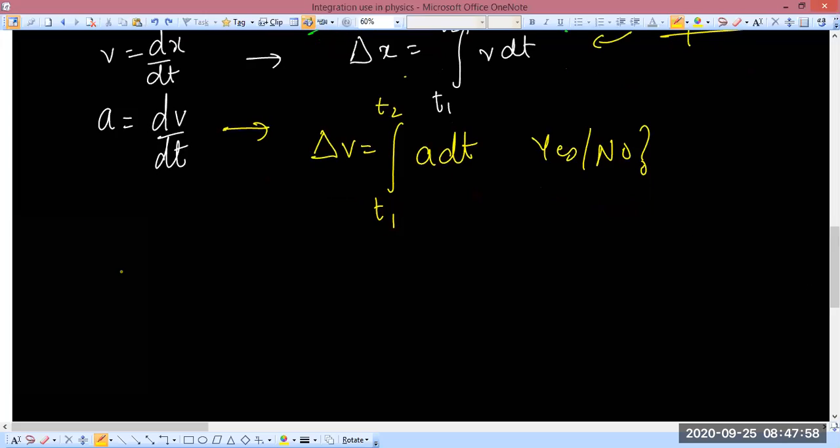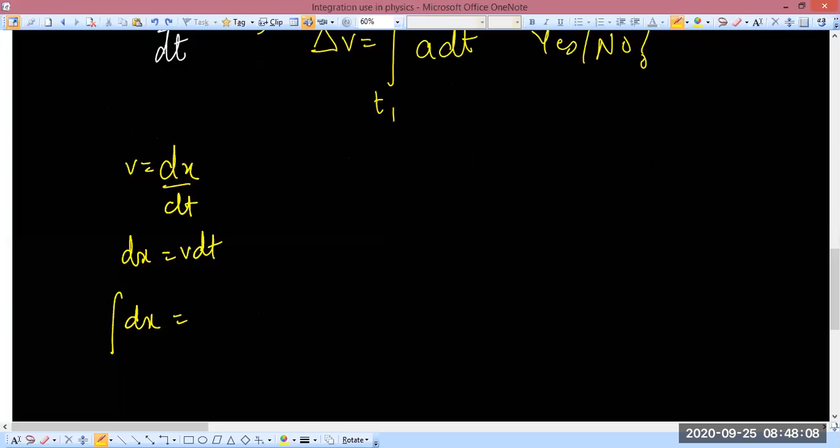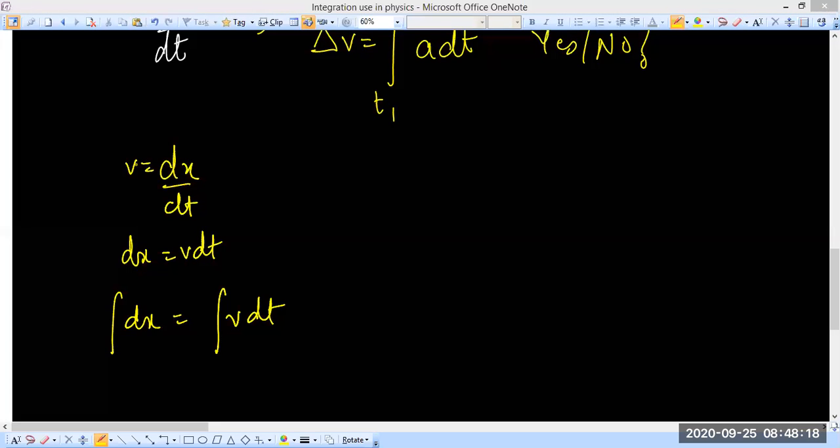Its derivation is nothing big. Again, if you have v is equal to dx by dt, you just have to write dx equal to v dt, and then in the next step put the integration sign, and it starts working. I hope you understand what I'm saying. It's that simple. Okay, fine. Let's continue.